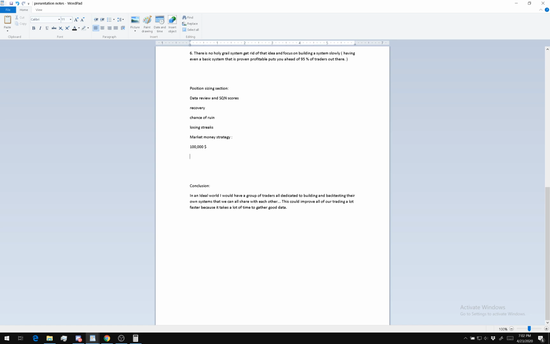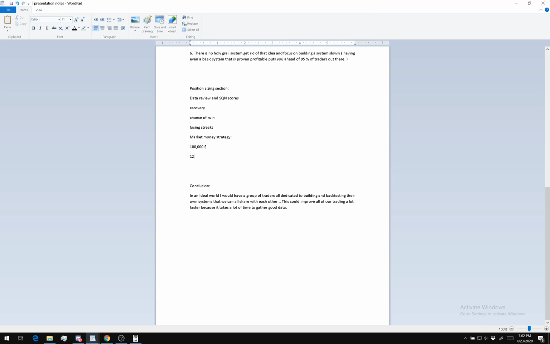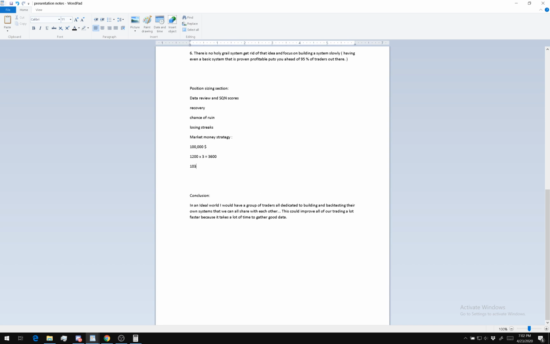And let's say our first trade, we're going to risk 1.2% because we're comfortable losing 15%. We're going to risk $1,200, and let's say we make 3R, times 3. So now we have $3,600 in profits, and our total account is $103,600.